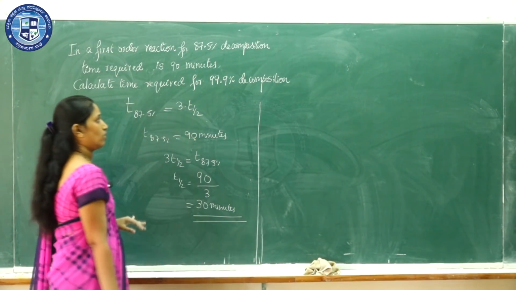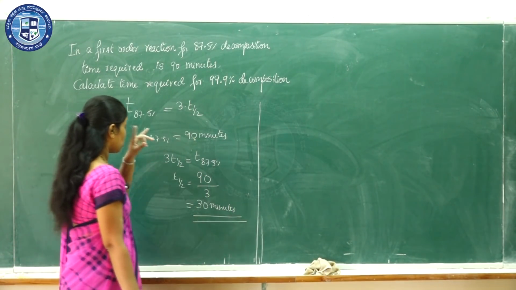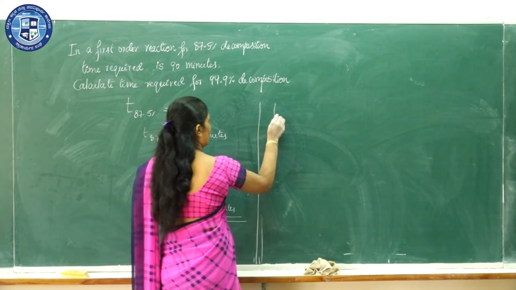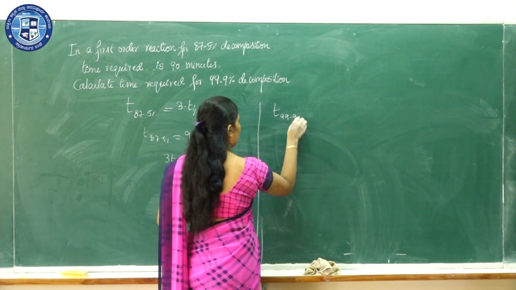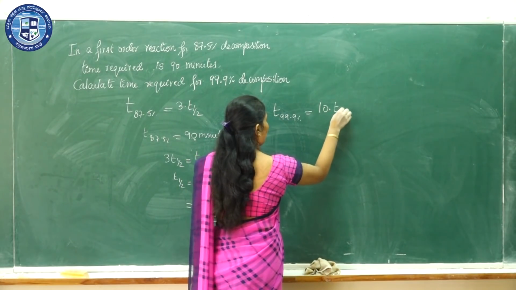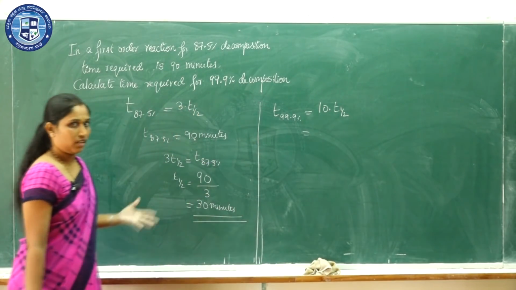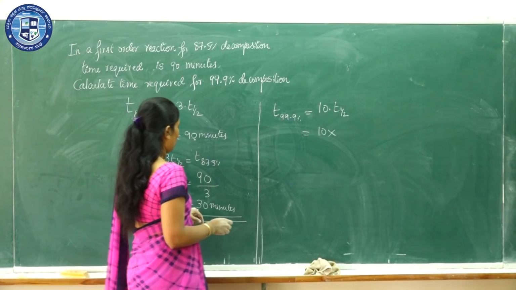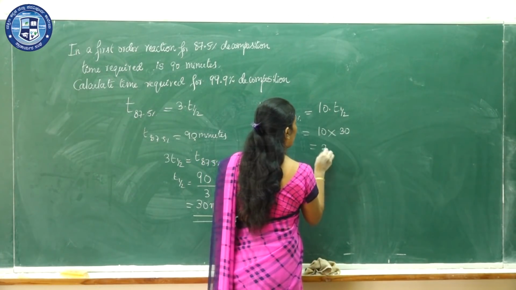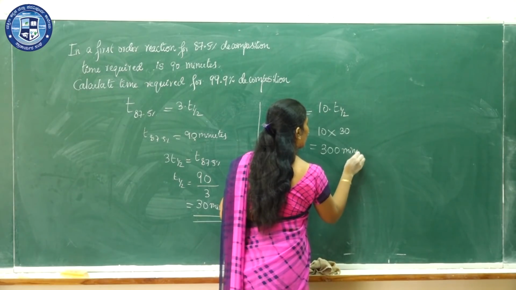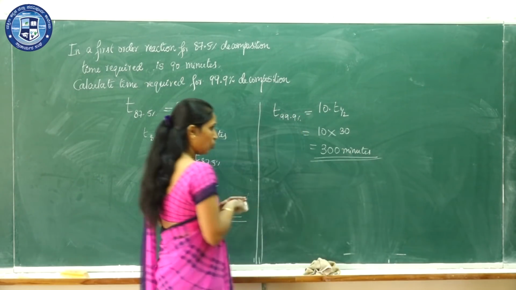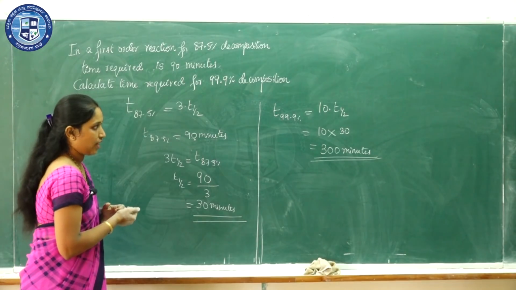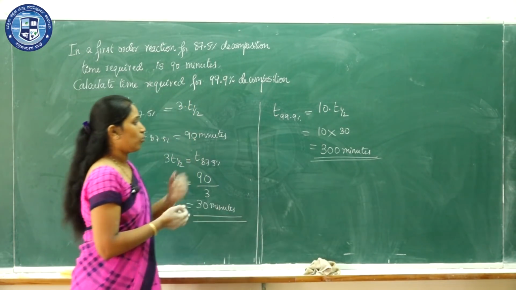Once I know T half, I can write the relation between T 99.9 and T half. I already know that, T 99.9% is equal to 10 times T half. That we have derived earlier. So it is nothing but 10 into T half, which is 30. That comes out to be 300 minutes. So if you know the relation between T halves and the percentage completion of the reaction, you can easily solve many problems of this kind.